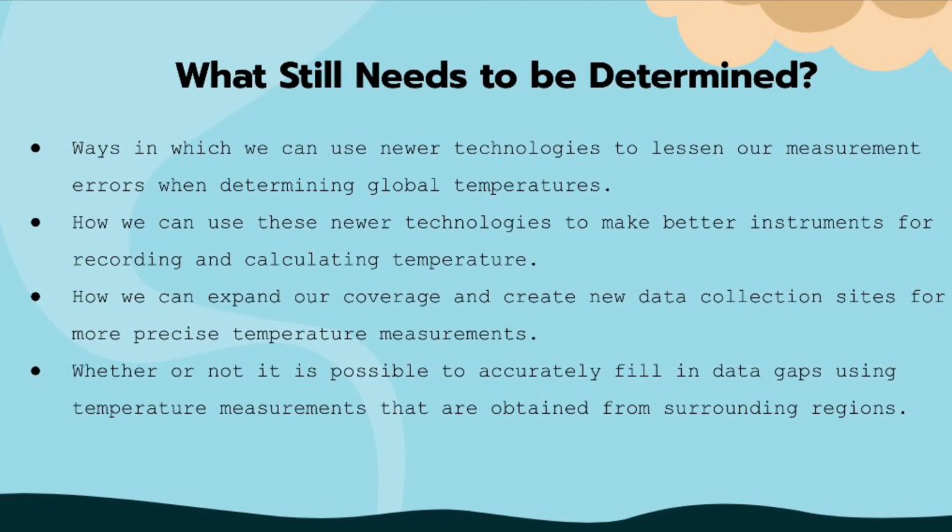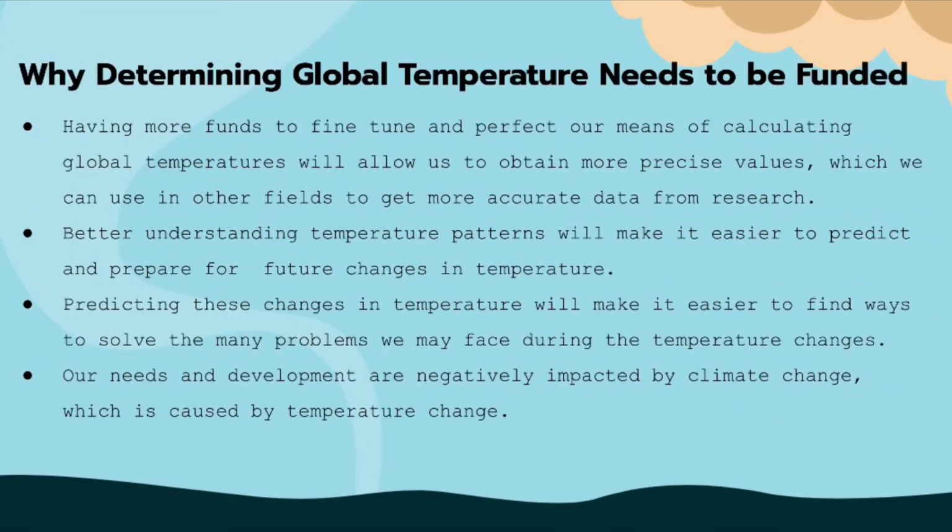As well as this, we need to determine how and when to expand our data collection coverage. For instance, we could find out whether or not it would be possible to collect data from space or other locations. Lastly, as data gaps are a prevalent issue, we need to know whether or not it is possible to use data that we get from nearby regions, as well as data patterns from a specific location, to try to fill in any gaps we might find in the data we collect from there, or whether that would be too inaccurate.